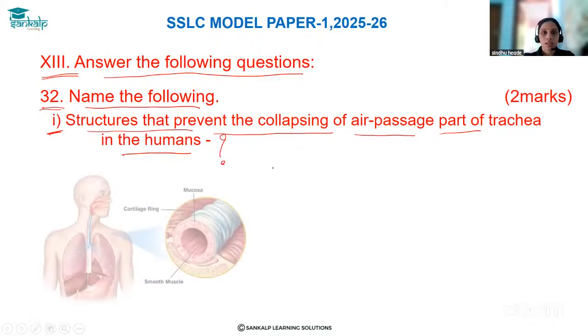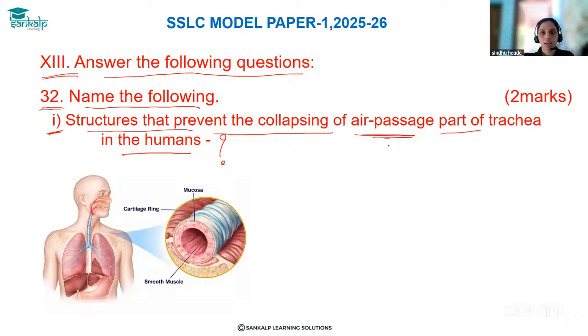The question is, structure that prevents the collapsing of air passage part in trachea. So the answer is rings of cartilage. See, these are the cartilage rings. These cartilage rings always help to keep this air passage open. Hence, due to these rings of cartilage, the collapsing of the air passage part of the trachea in humans is prevented.